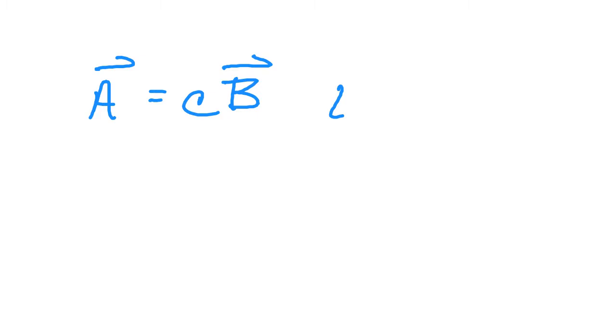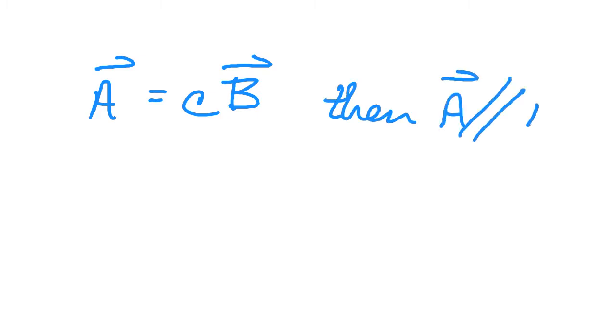So if I have A equals some scalar little c times B vector, then the two vectors are parallel to each other. A vector is parallel to B vector, so that's how we show that. Okay, remember perpendicular we would show like that, right?